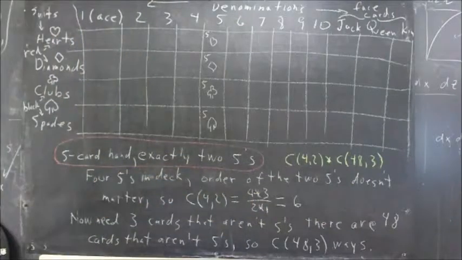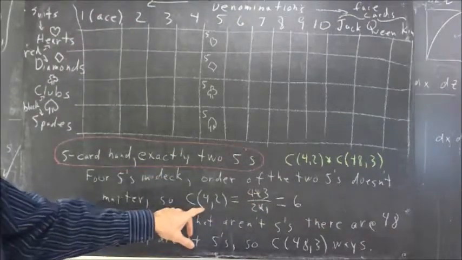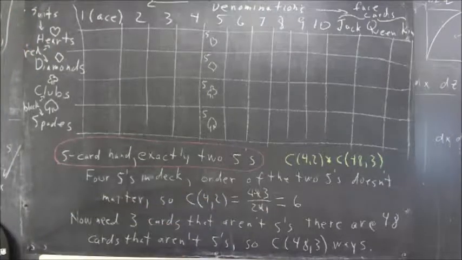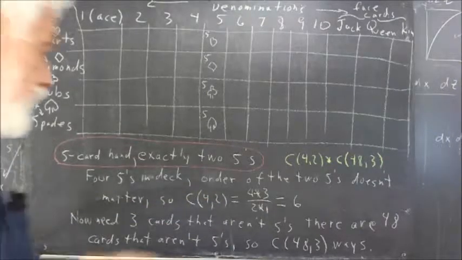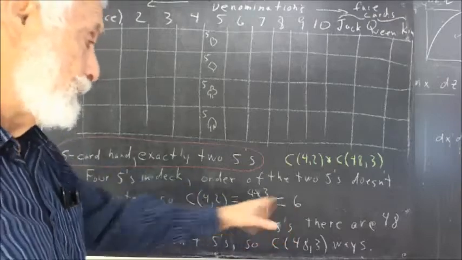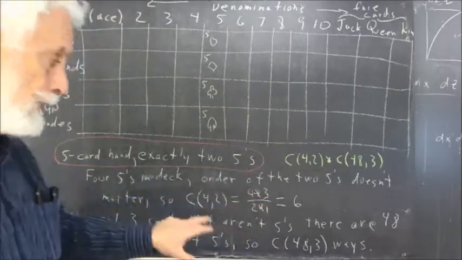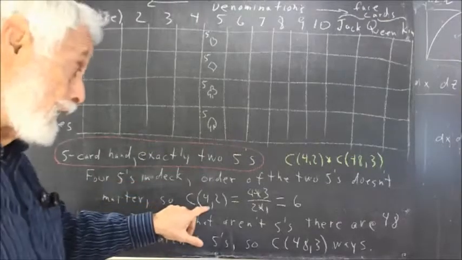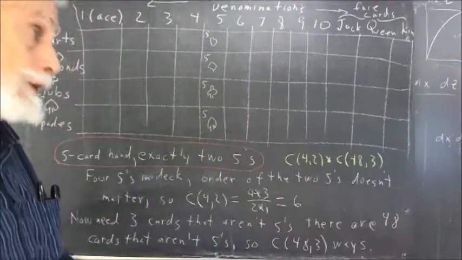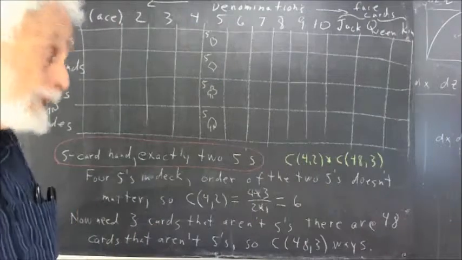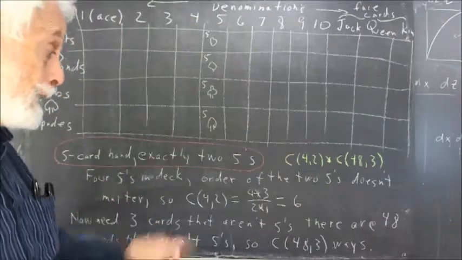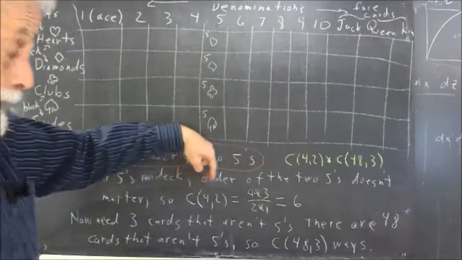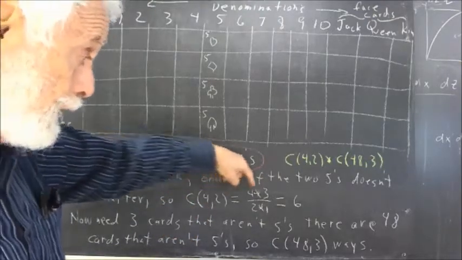There are 4 5s in the deck, so there are C of 4 2 ways to get the 2 5s. And that, of course, multiplies out to 6. We apply the definition, and I'm assuming that everybody knows how to calculate C of 4 2. Now, we found out in class that even after the test on the counting chapter, not everybody knew how to do that. So we're going to digress in a minute and talk about how to evaluate that.